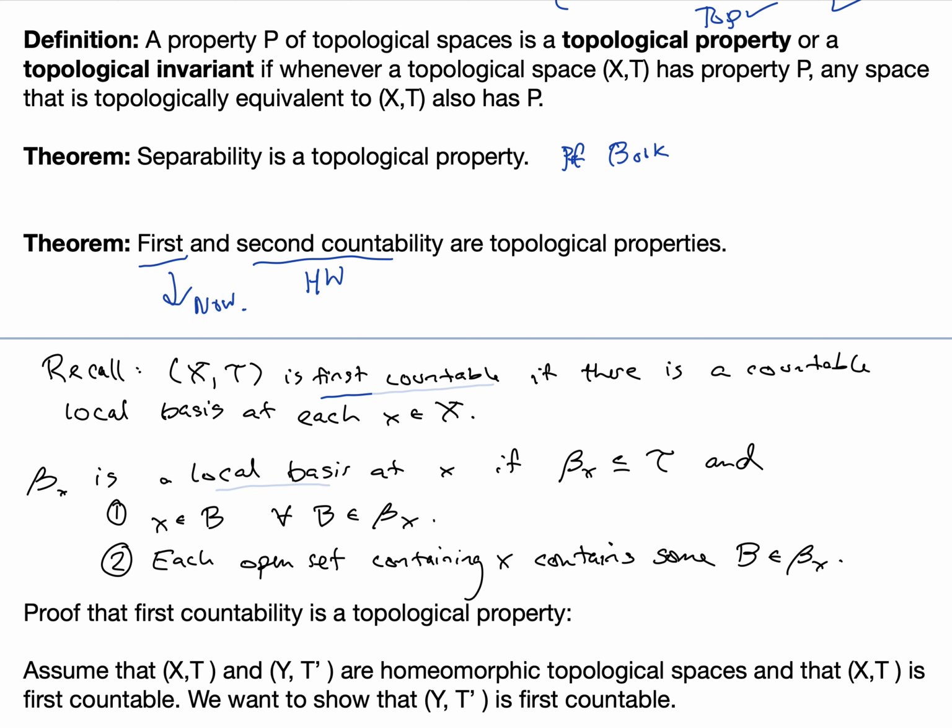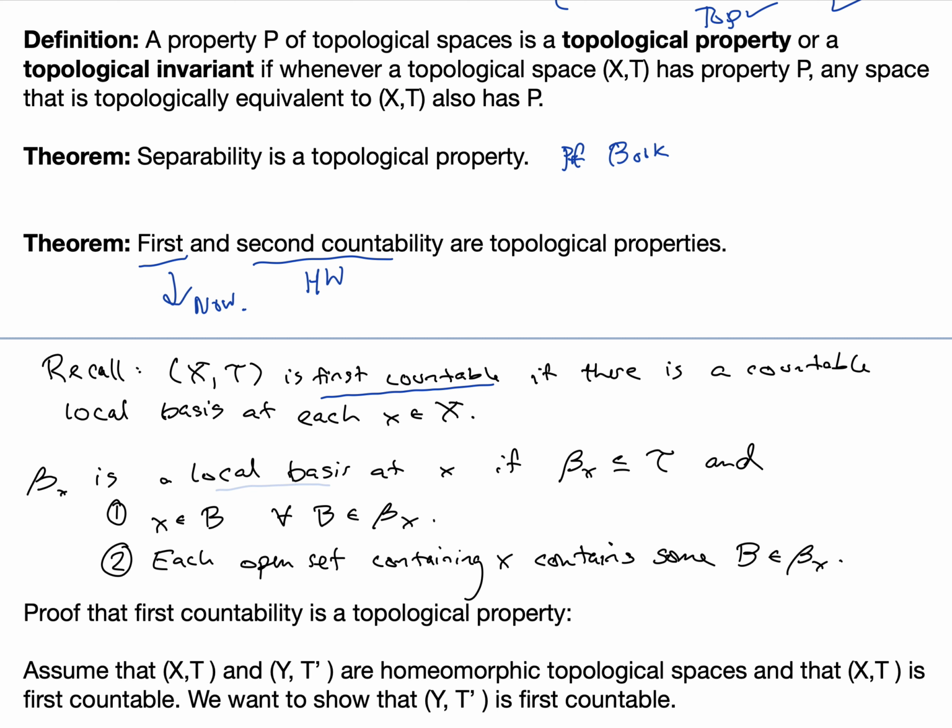So we want to prove that first countability is a topological property. Let's just remind ourselves of the definition of first countable. A topological space (X, tau) is first countable if there's a countable local basis at each point in X.